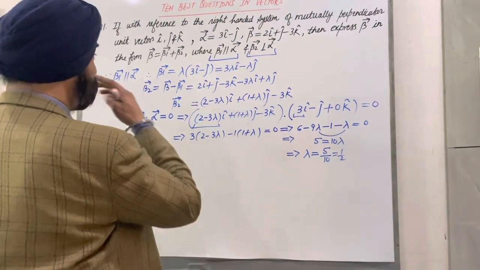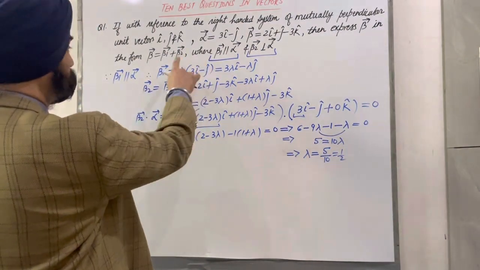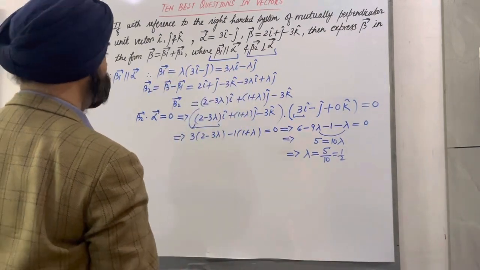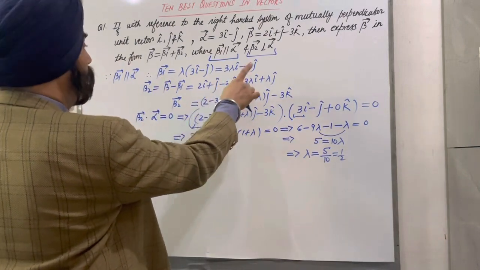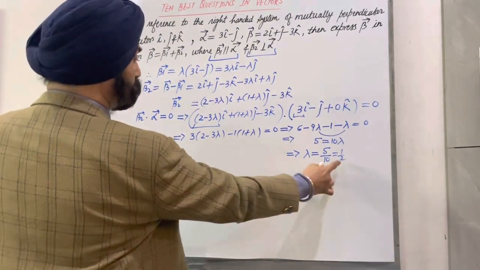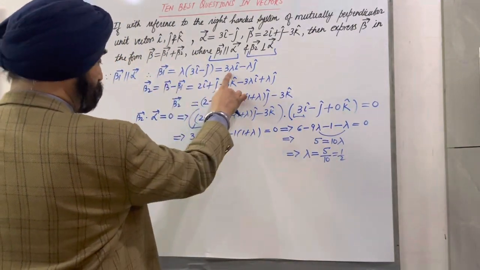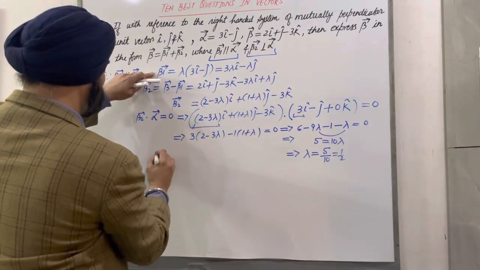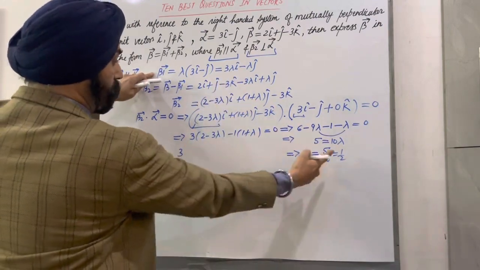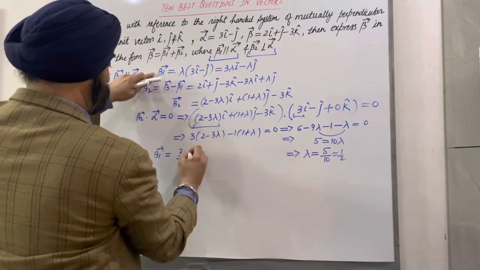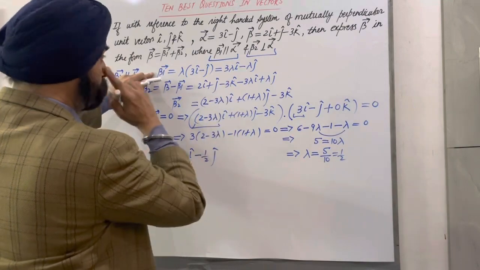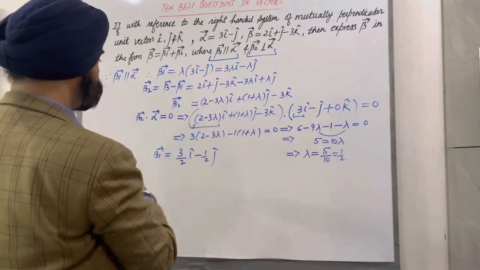Now they are asking us to express this vector beta as a sum of beta 1 and beta 2. That means the basic idea is to find vector beta 1 as well as vector beta 2. So vector beta 1 has lambda involved in it, and we have just solved for lambda. So this lambda equal to half can be substituted here. So the final expression for beta 1 comes out as 3 into half, so it becomes 3 by 2 i cap minus, again lambda, it is half of j cap. This is beta 1.